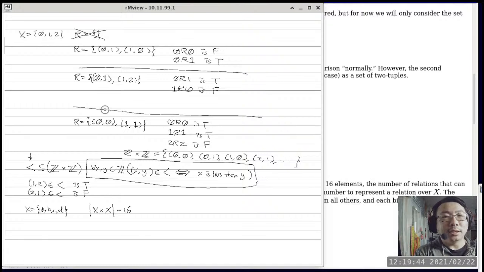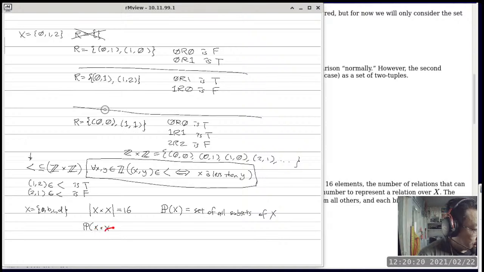Now in this class we never really talked about power set. A power set is basically the set of all the subsets given a particular set. So the power set, which is a funny looking P of X, is basically the set of all subsets of X. Now if we want to look at the power set of X Cartesian product with X, we are only interested at this point in its cardinality. So the cardinality is going to be 2 to the power of 16 in this case.